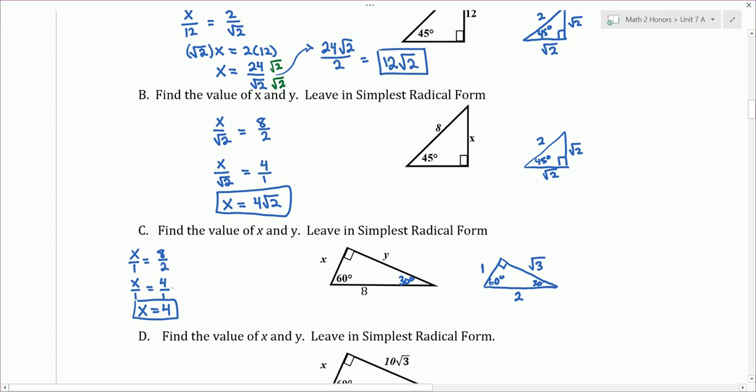And for y, I'm going to again match up corresponding parts. y over square root 3 is equal to 8 over 2. You can reduce the 8 over 2. You get y over square root 3 is equal to 4 over 1. When I cross multiply, I end up with y is equal to 4 times the square root of 3.